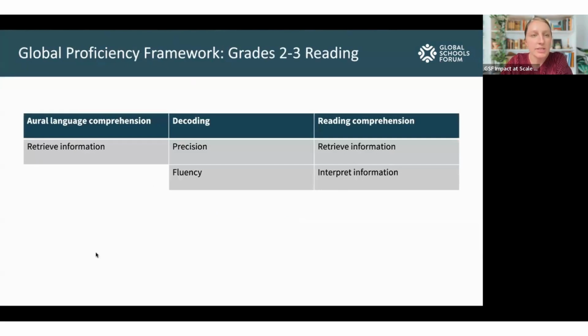And one framework that we think is helpful when thinking about foundational learning is the Global Proficiency Framework, which provides kind of an international way to categorize different areas and highlight key areas that relate to reading and to math. So for grades 2 and 3 for reading in the Global Proficiency Framework, some of the categories are oral language comprehension, which includes retrieving information, decoding, which includes both precision, which is their word for accuracy, as well as fluency, and then reading comprehension, which includes both retrieving and interpreting information.